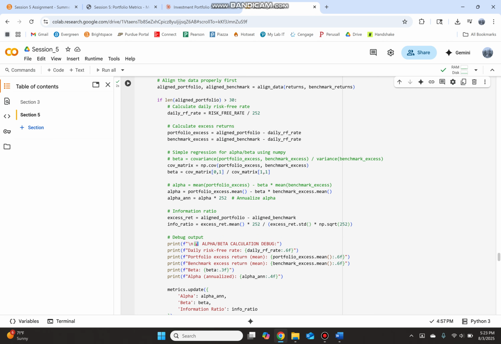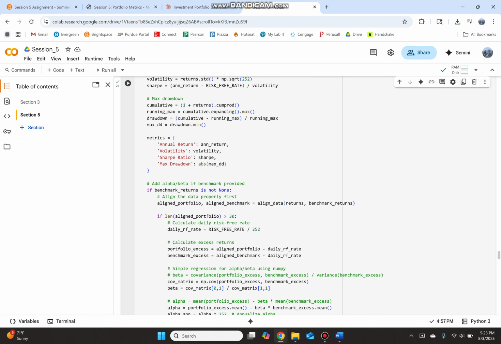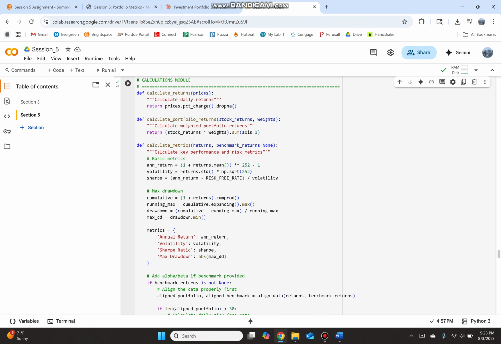I'll get into it later, but my beta was incredibly low, and that was the only thing that fell out of my reasonable ranges. So I decided to go back, and that's why I made all these changes. Let me quickly go over annual return. Obviously, how much I'm making on that stock per year.